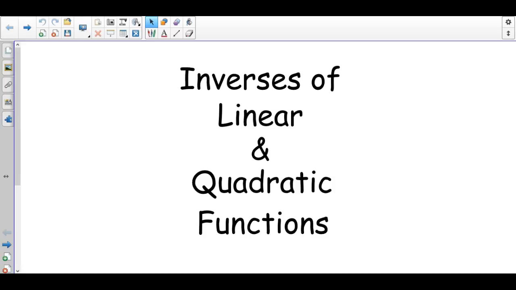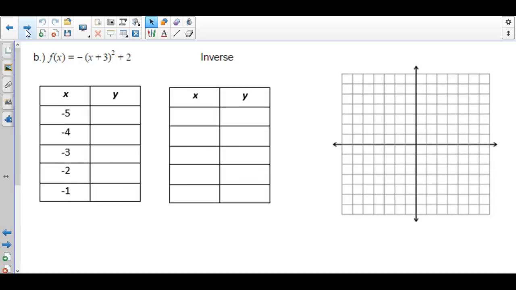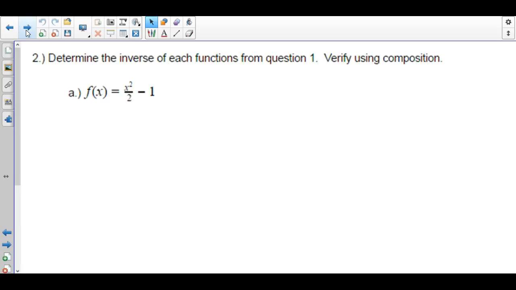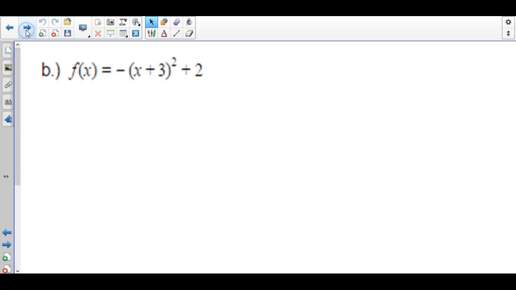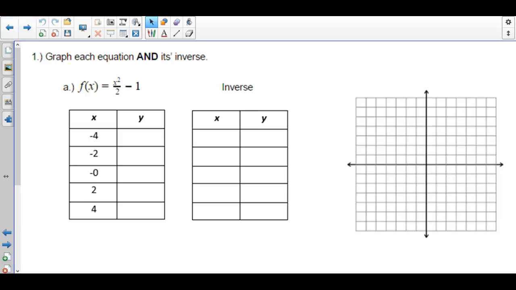Hello, what I'm going to do is go through some inverse stuff from linear and quadratic functions. So what we'll be doing is graphing inverses, regular equations, basically flipping their coordinates, getting the inverses. And then we'll do that for quadratic functions, then linear functions. And then we'll determine the inverses of all the questions that we did from the first part, and then verify them using composition. So I'll get started right away with the table of value problems.